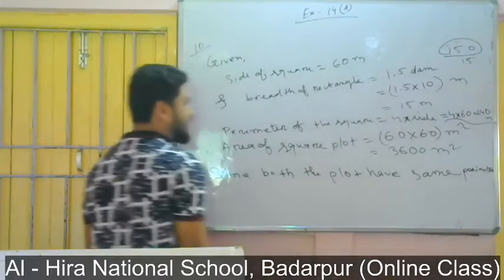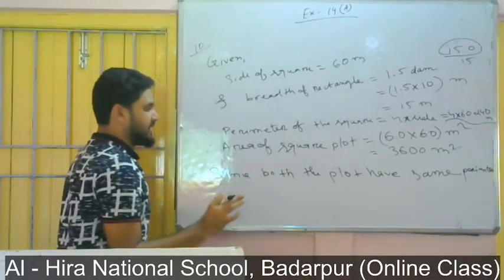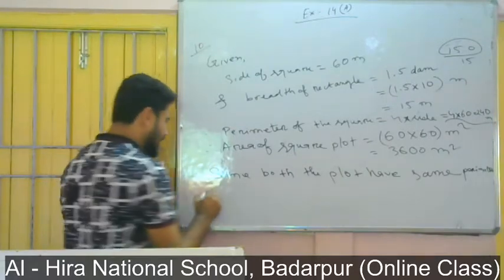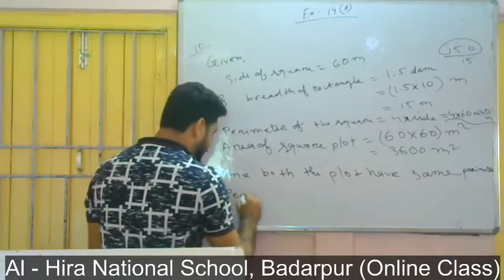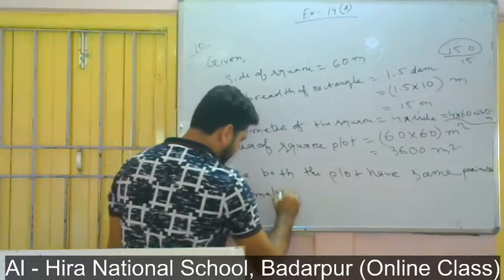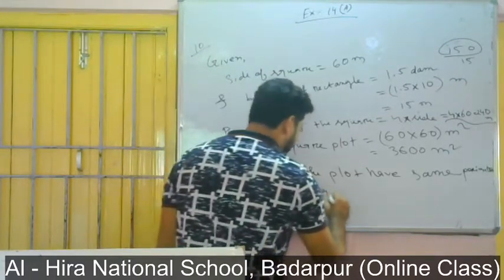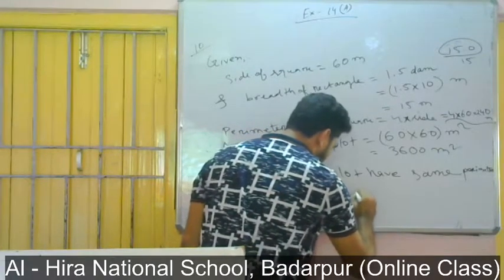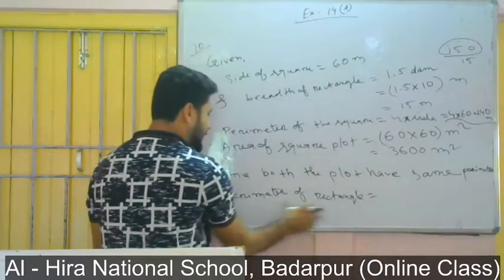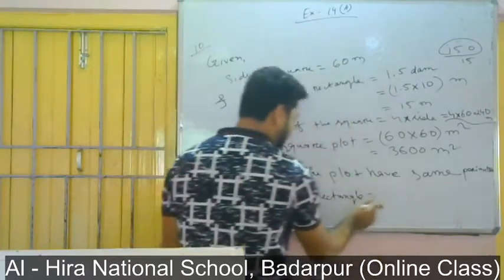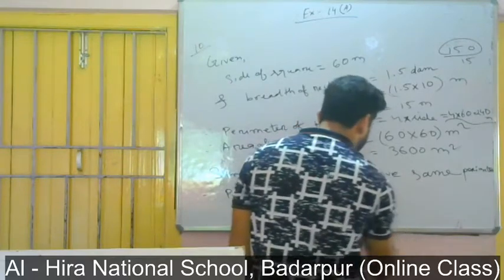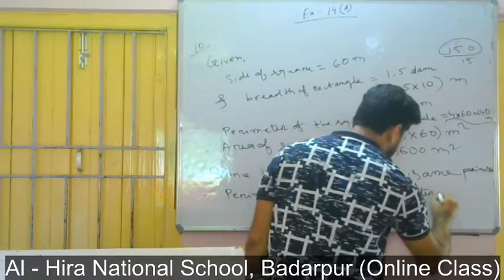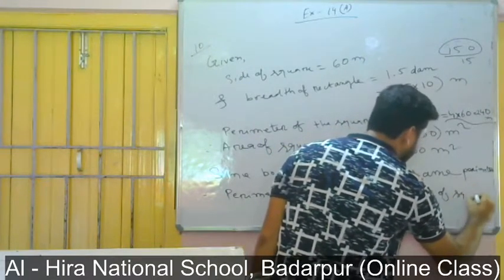Same perimeter. That means both plots have the same perimeter. That means perimeter of square equals what? Perimeter of rectangle. Okay. Therefore, I can write: perimeter of rectangular plot equals perimeter of square plot.